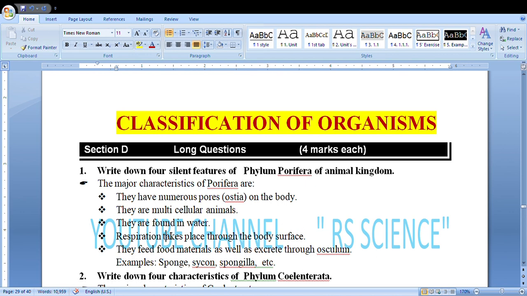First question: what are the salient features of phylum Porifera? Porifera has following salient features. They have numerous pores on the body. They are called ostia. They are multicellular organisms. They are found in water. They respire through body surface. They take in food material as well as excrete through osculum. Osculum is the largest pore in their body. Example: sponge, scypha, spongilla, etc.